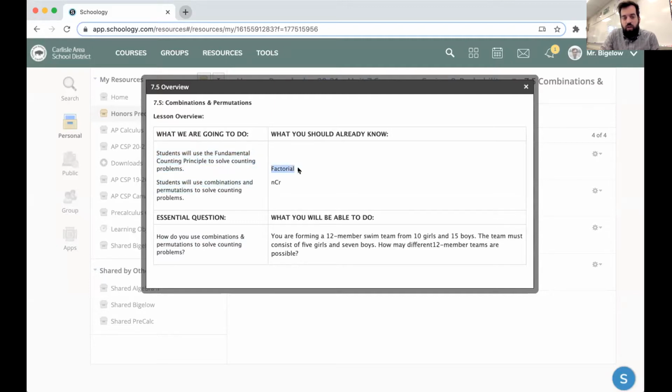You should already know the idea of a factorial. Remember, that's the thing where, for example, if we have 5 factorial, it means 5 times 4 times 3 times 2 times 1. You take that positive integer and you multiply by every number from that number down to 1.